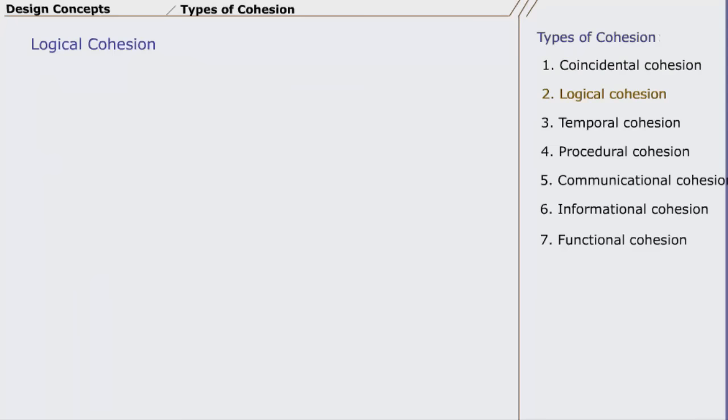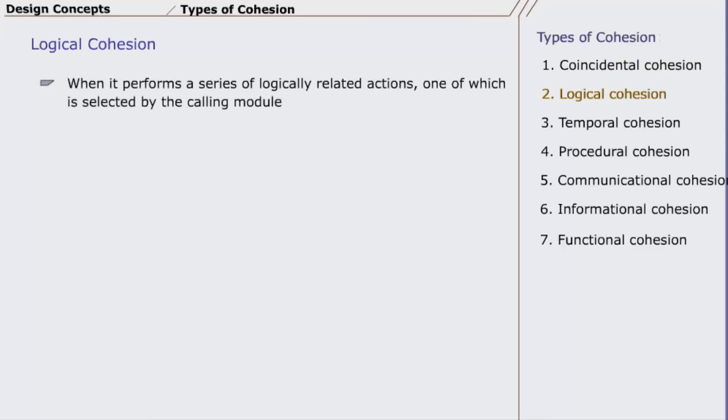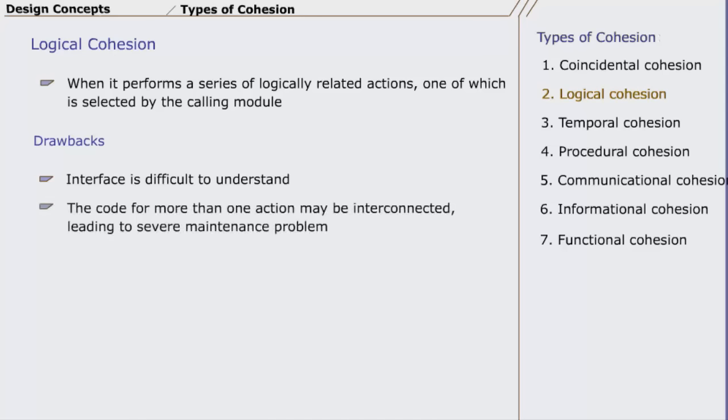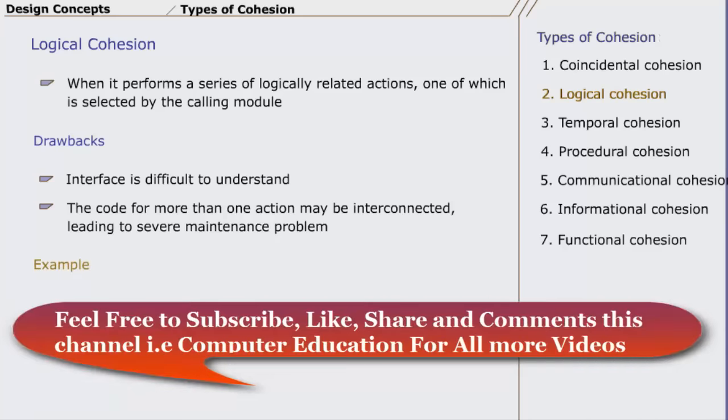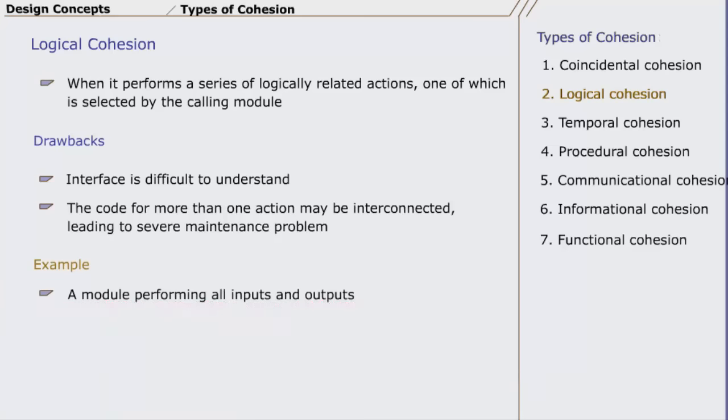Number 2. Logical cohesion. A module has logical cohesion when it performs a series of logically related actions, one of which is selected by the calling module. There are 2 problems when a module has logical cohesion. The interface is difficult to understand. The code for more than one action may be interconnected, leading to severe maintenance problems. An example of logical cohesion could be a module performing all inputs and outputs.